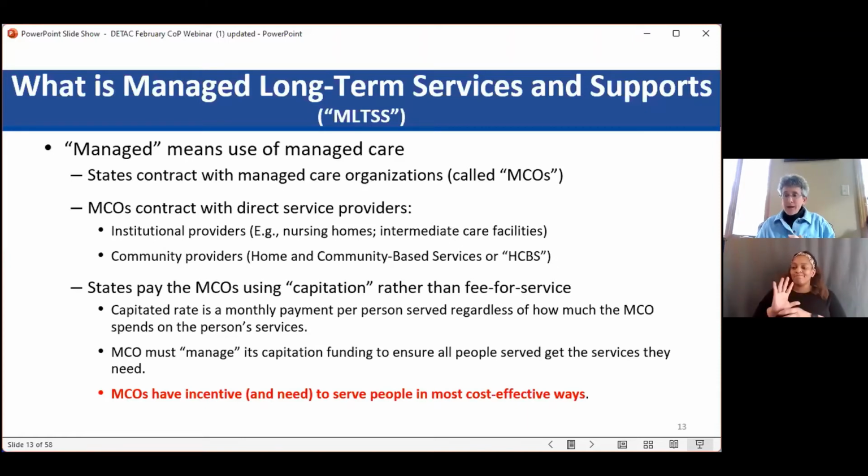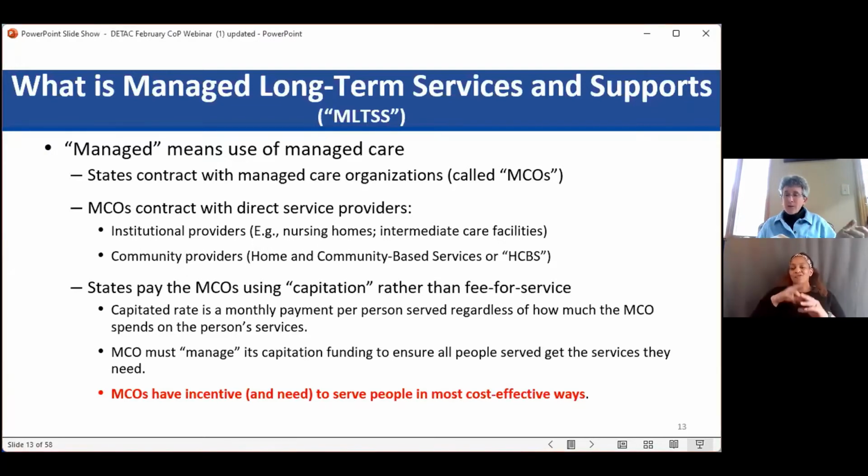So the states pay these MCOs using what's called a capitation, rather than simply paying them fee for service. The capitation is generally that every month, for every person they serve, they get a payment, and that is regardless of how much they may spend on that person's services. So the managed care organization takes all the payments for all the individuals they serve, puts them into a pot, and out of that, they have to make sure that they're adequately serving everyone, that they're meeting their needs and helping them achieve their outcomes.